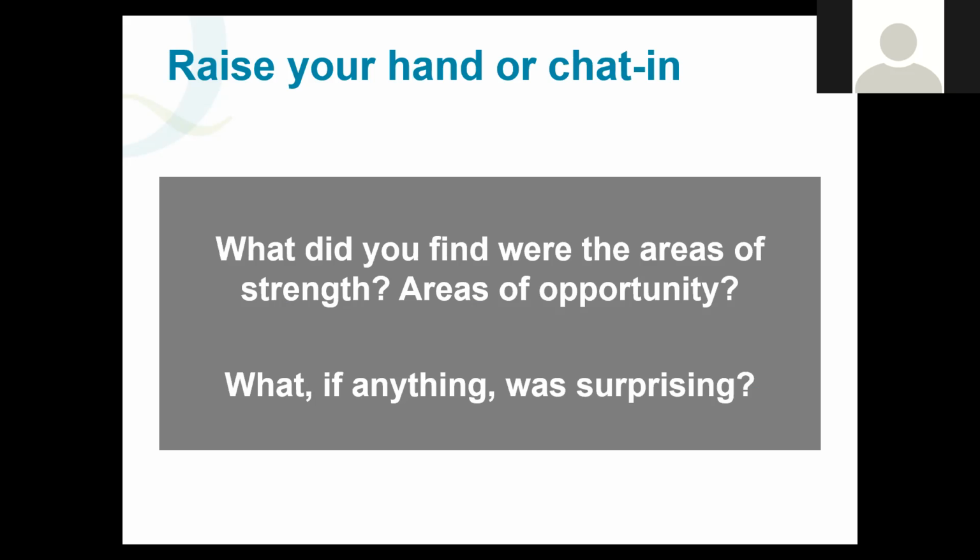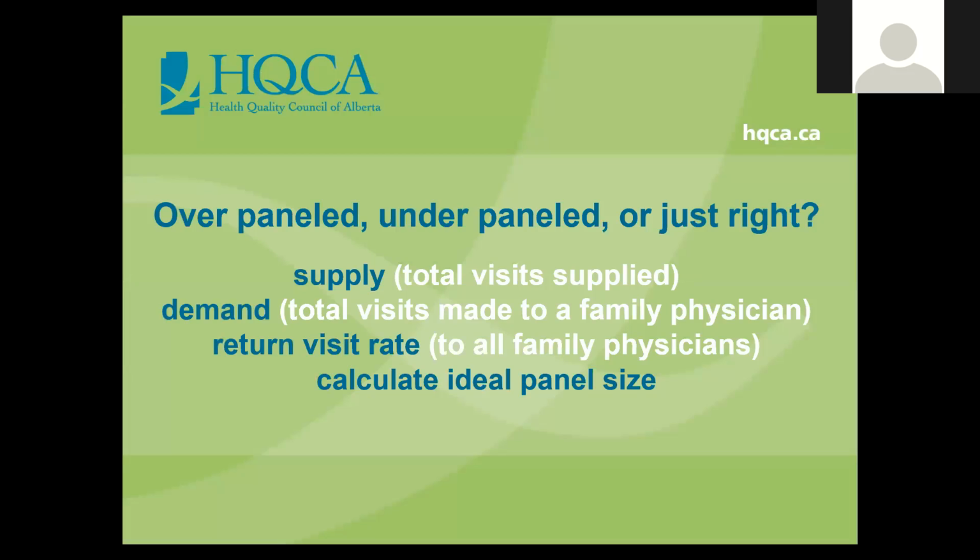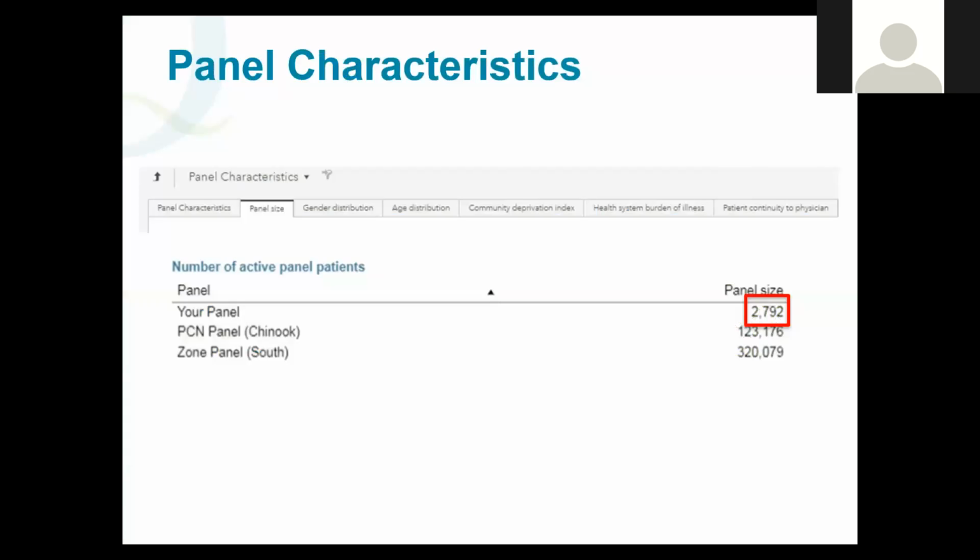Okay, since everyone seems pretty quiet, we're going to move on to the next one, and maybe that will prompt some conversation. So the second item on the try this exercise was looking at the physician's supply of visits and the overall demand of the patient panel, and using the data from the HQCA report to calculate the ideal panel size. You remember during our last webinar, we had this example, which I'm just going to quickly go over.